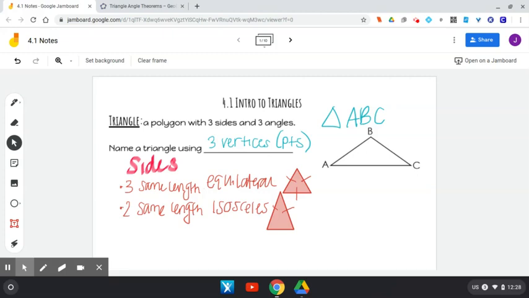And then there's also a third type where there's none with the same length. And those are just called scalene. So those might look something like that. There's also ways we can classify triangles by their angles.